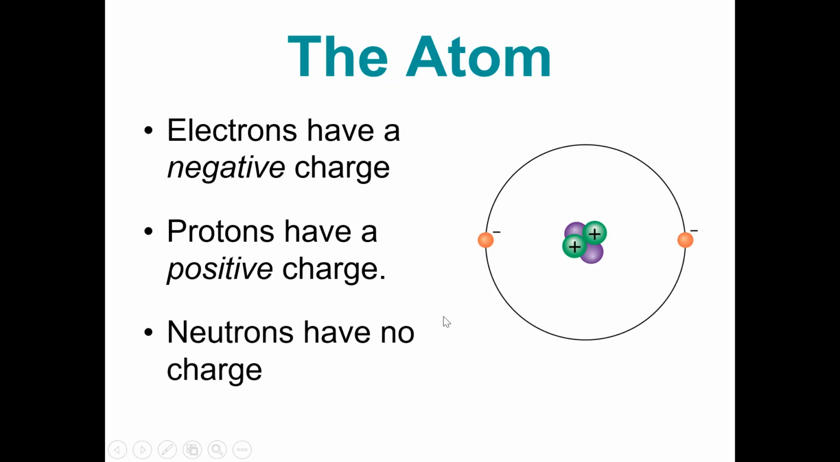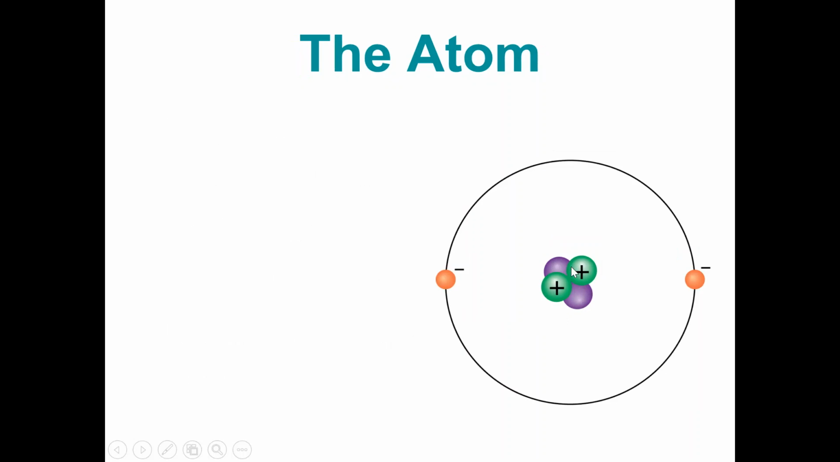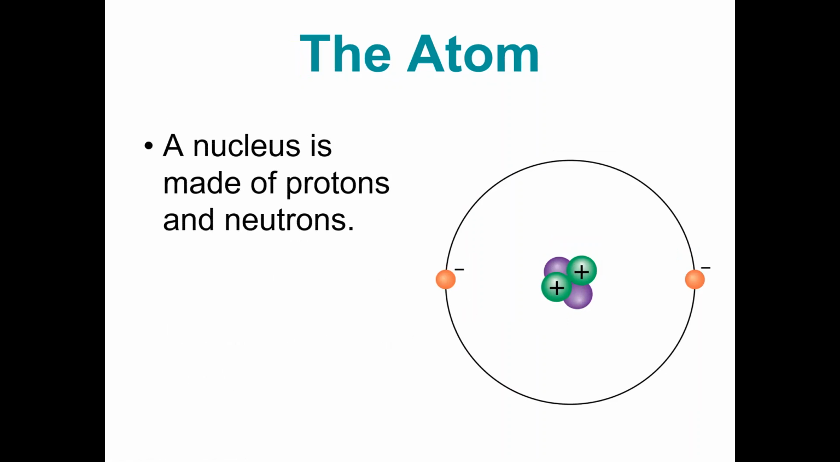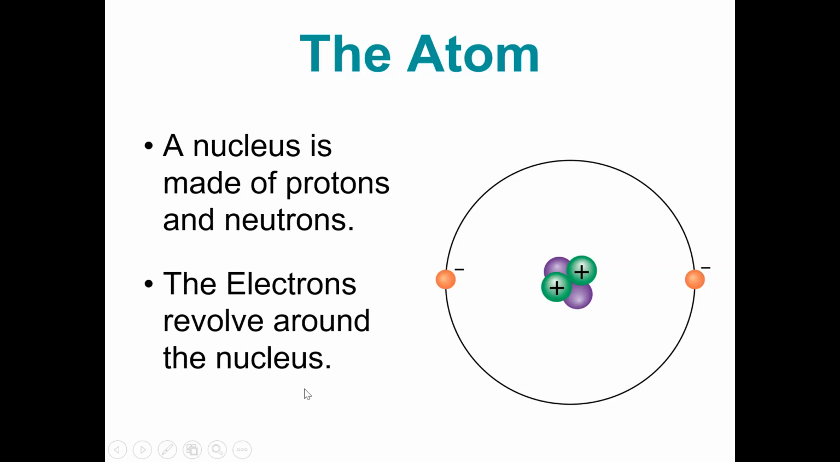And then neutrons have no charge at all. Neutrons are like this purple part. They're in the nucleus also. So the nucleus is made of protons and neutrons. The electrons revolve around the nucleus. We just talked about that.